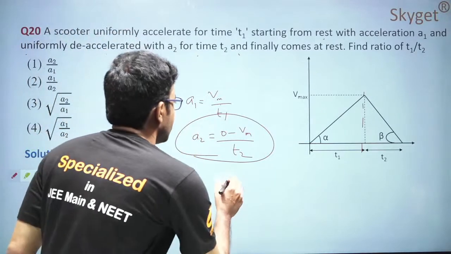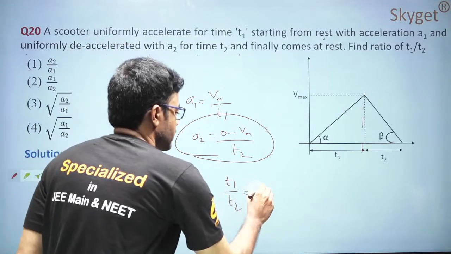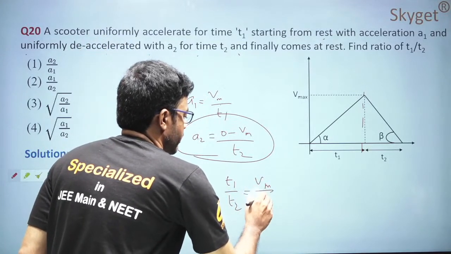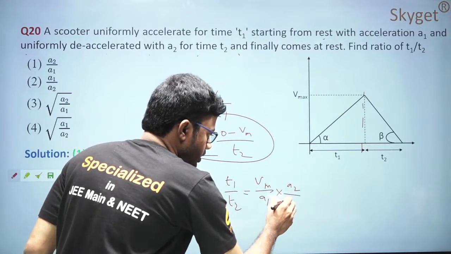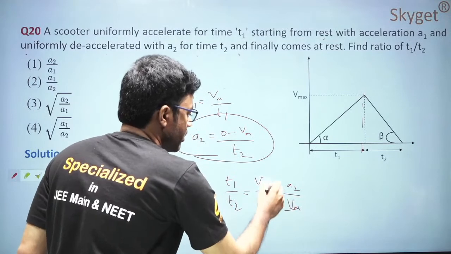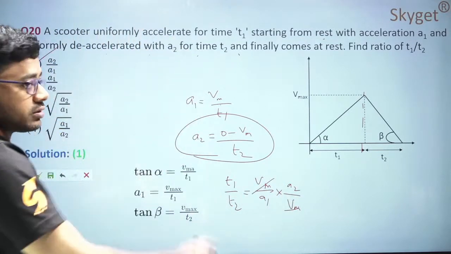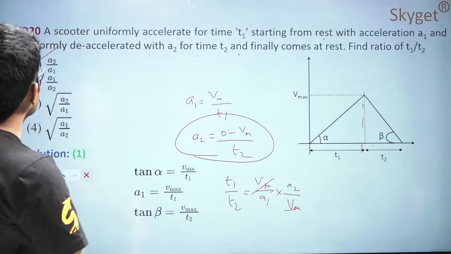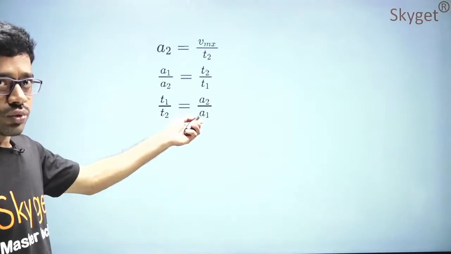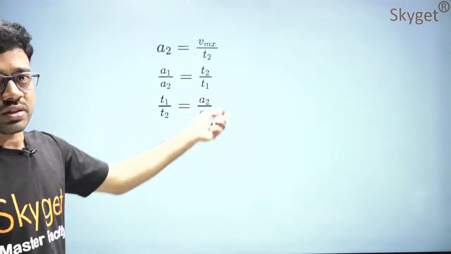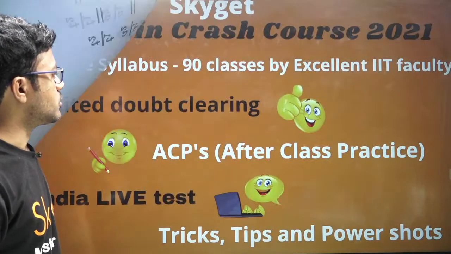So t1 by t2 is Vm by a1 into a2 by Vm, because it is Vm by a2. Vm and Vm get cancelled, so it is a2 by a1. So it is option 1. So these are the problems up to problem number 20. And this is what we got exactly, where t1 by t2 is equal to a2 by a1, that is option 1 in the given solution.